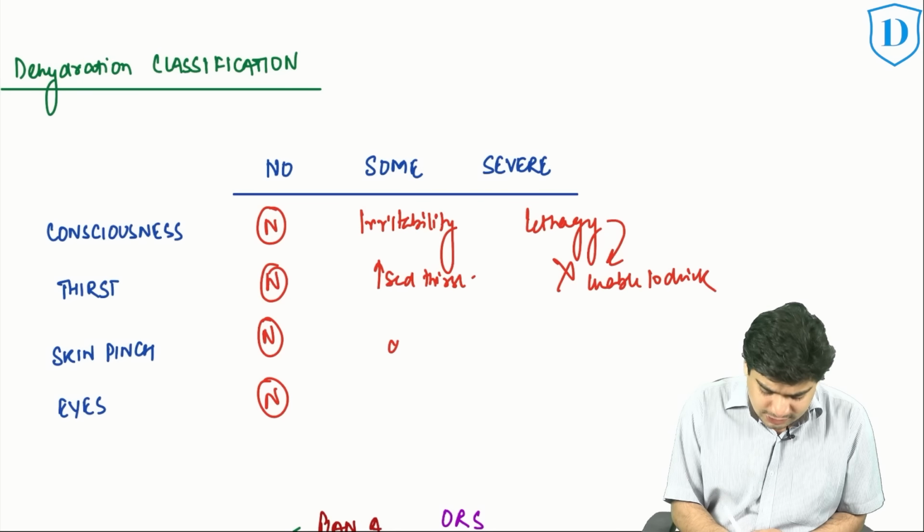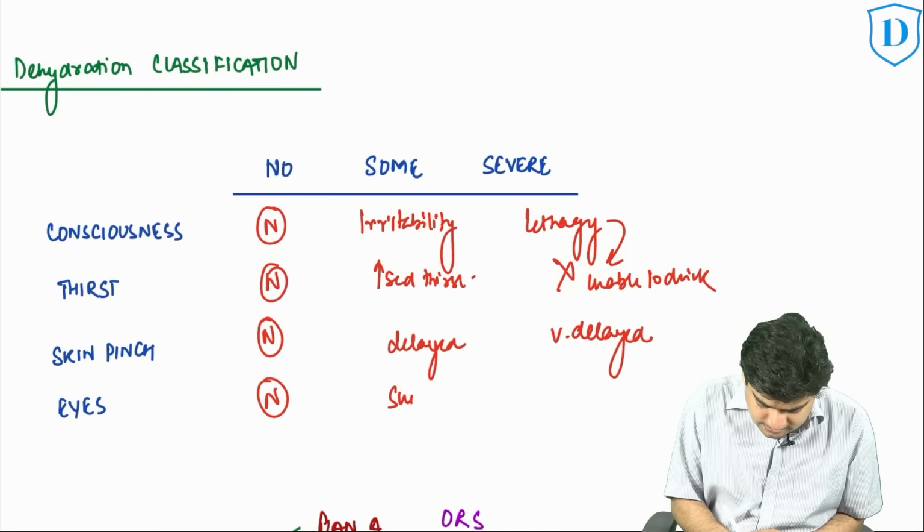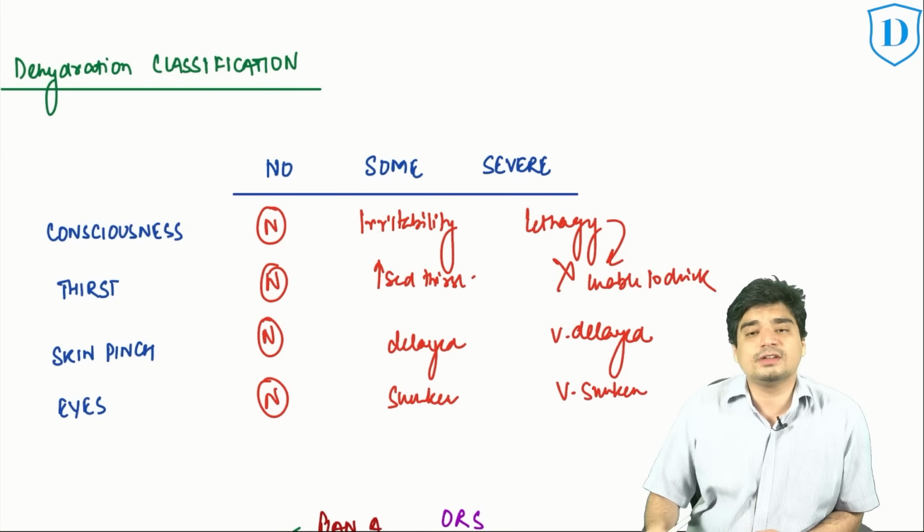Now, skin pinch is delayed in some dehydration. Skin pinch is very delayed in severe dehydration. Eyes are sunken in some dehydration. Eyes are very sunken as far as severe dehydration is concerned.